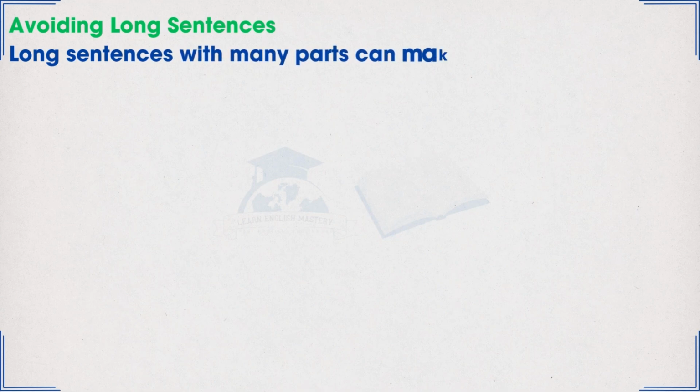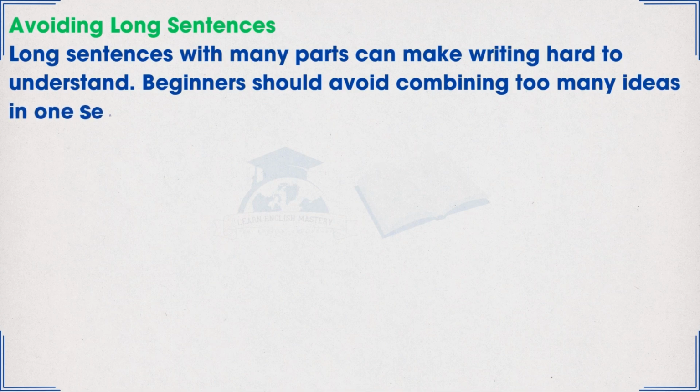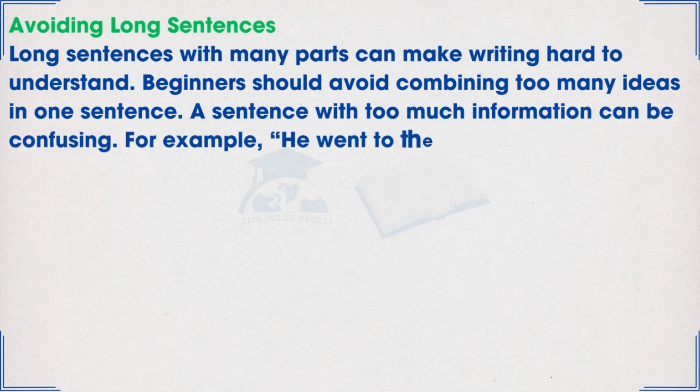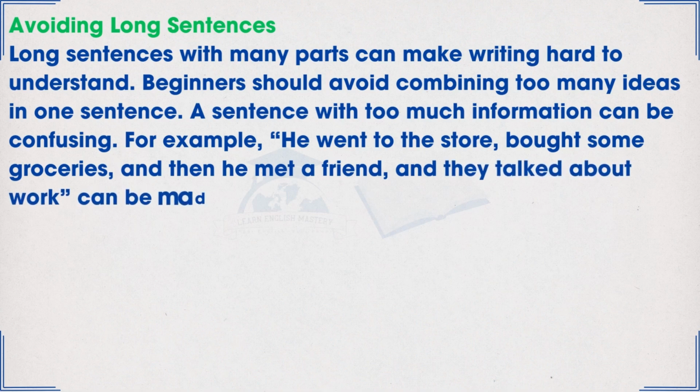Avoiding long sentences. Long sentences with many parts can make writing hard to understand. Beginners should avoid combining too many ideas in one sentence. A sentence with too much information can be confusing. For example, "He went to the store, bought some groceries, and then he met a friend and they talked about work," can be made clearer by breaking it up.